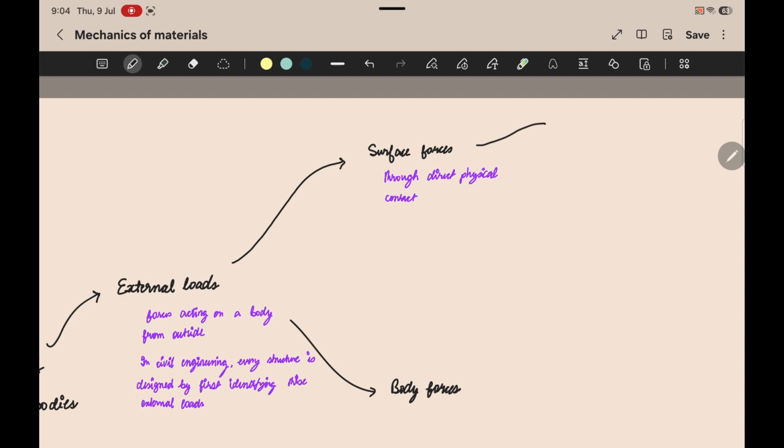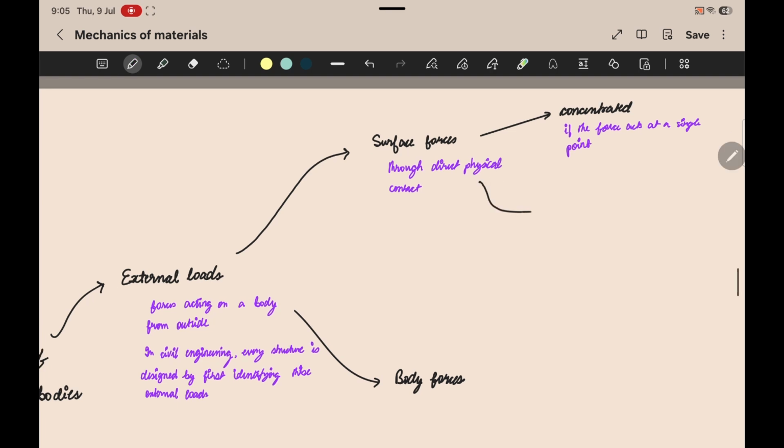Now, these surface forces can be either concentrated, if the force acts at a single point, okay, like that of a tire which is touching the road over a small area, or a column load transferred to a footing can sometimes be idealized as a concentrated load. And the second category would be distributed load.